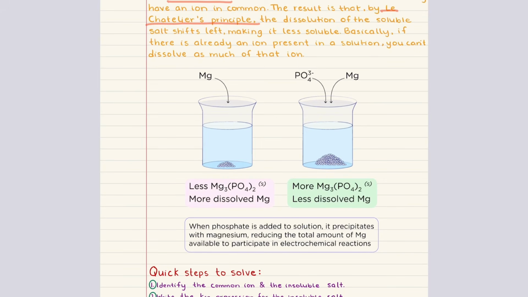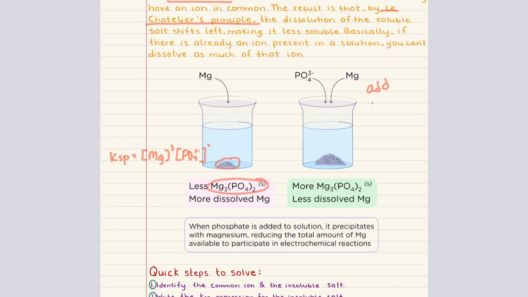The equilibrium can be written as solid magnesium phosphate in equilibrium with 3 magnesium ions and 2 phosphate ions in solution. The KSP expression for this salt is the concentration of magnesium raised to the 3rd power times the concentration of phosphate squared. Now imagine we go ahead and add a source of magnesium ions like magnesium chloride.